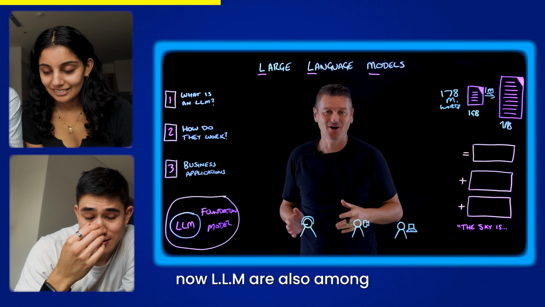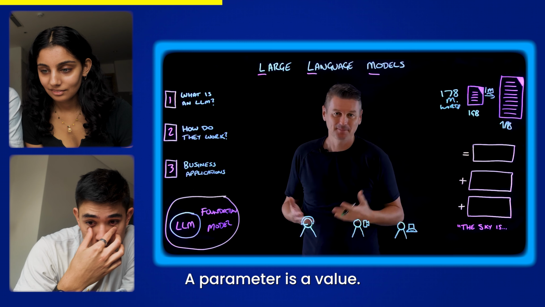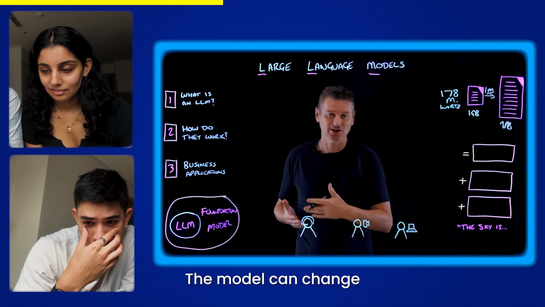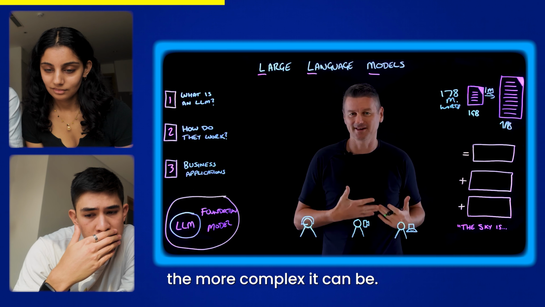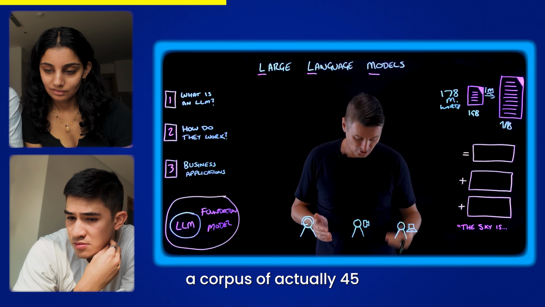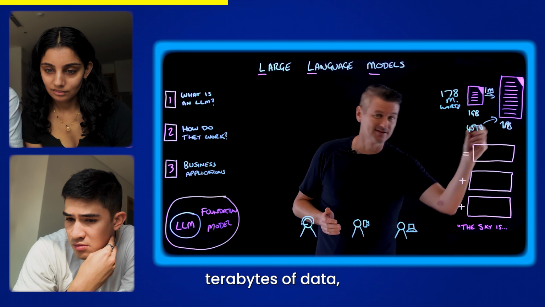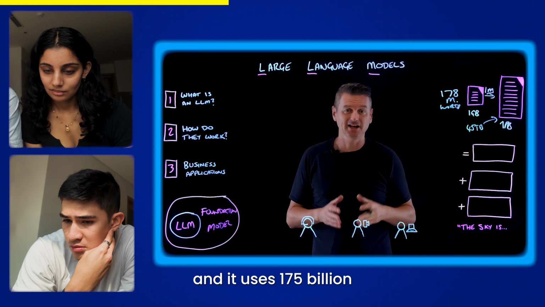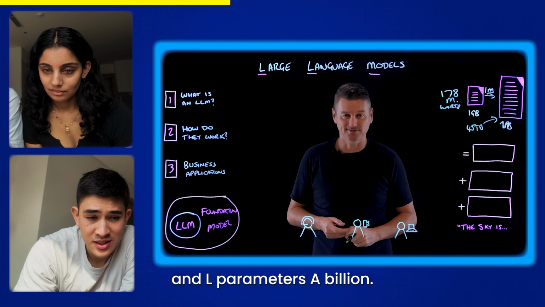Now, LLMs are also among the biggest models when it comes to parameter count. A parameter is a value the model can change independently as it learns, and the more parameters a model has, the more complex it can be. GPT-3, for example, is pre-trained on a corpus of 45 terabytes of data, and it uses 175 billion ML parameters.